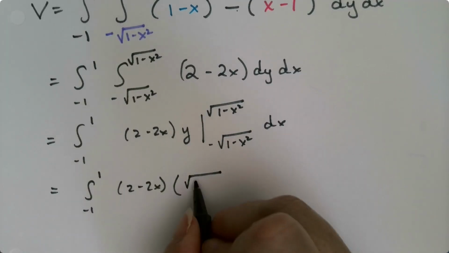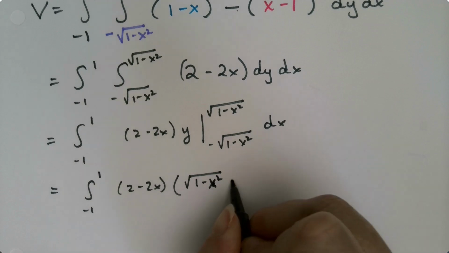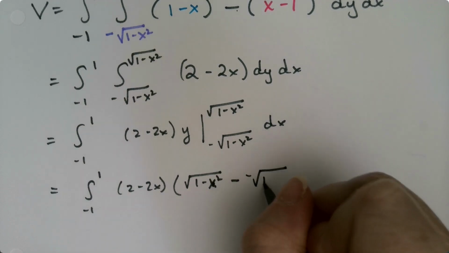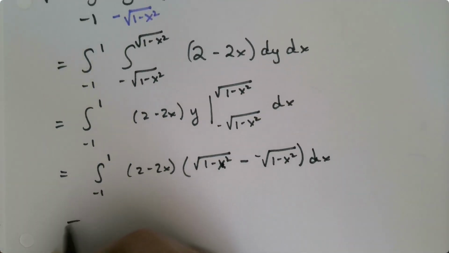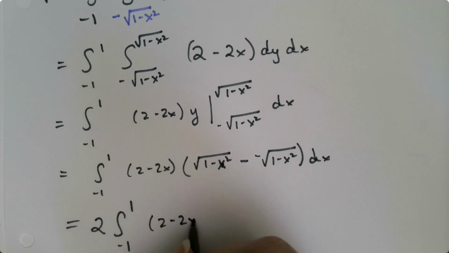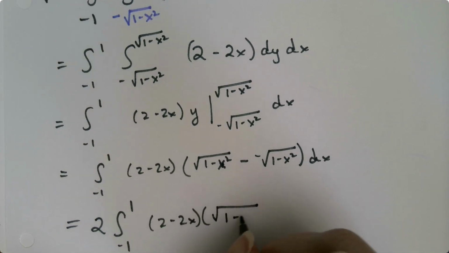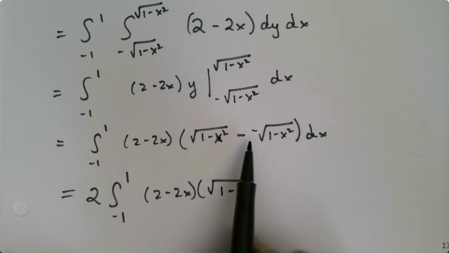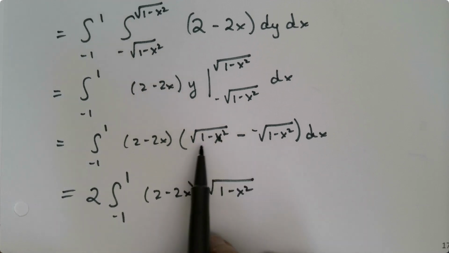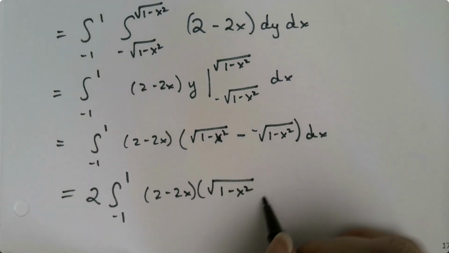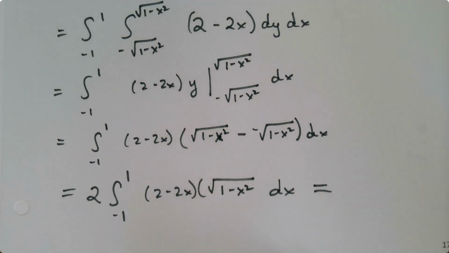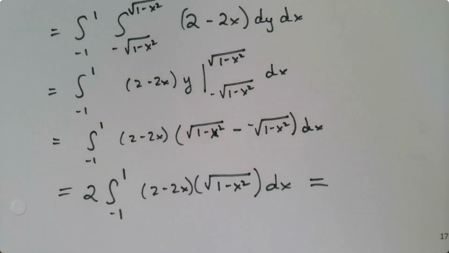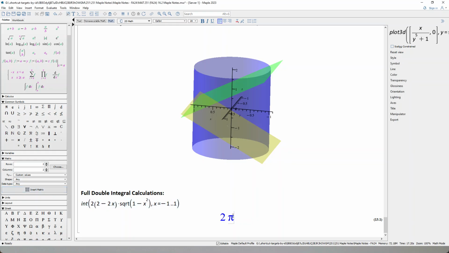And then we have the square root of 1 minus x squared minus the negative square root of 1 minus x squared, which is actually 2 of those. So this whole thing becomes 2 times the integral from negative 1 to 1 of 2 minus 2x times the square root of 1 minus x squared. I combine like terms, right? This is minus a minus, so it's plus. So there's 2 of them, so I put the 2 out in front, dx. And then I'm just going to stick it into Maple and make it actually do the integral piece. And there's our answer. It's 2 pi.